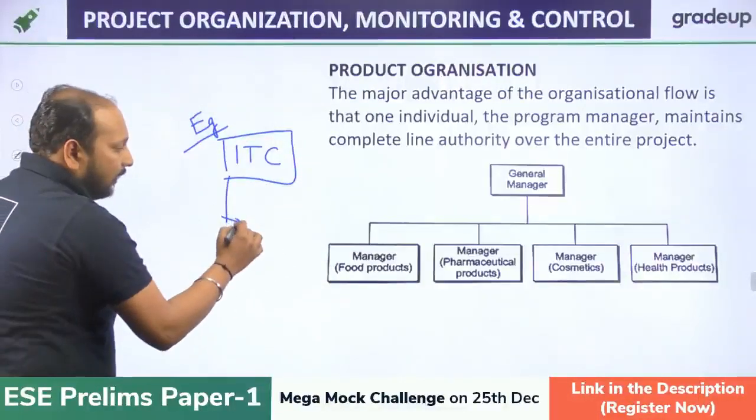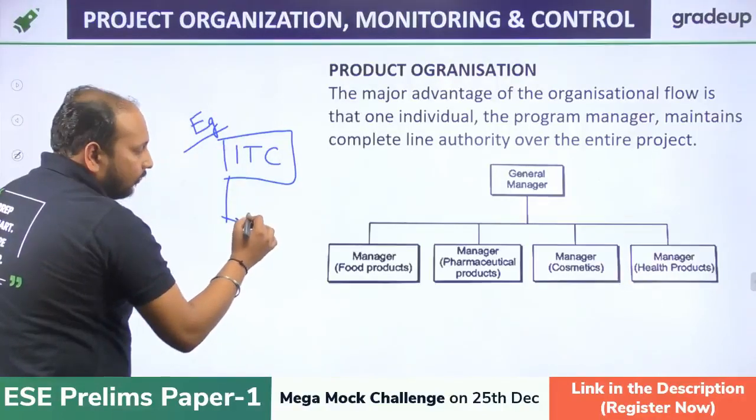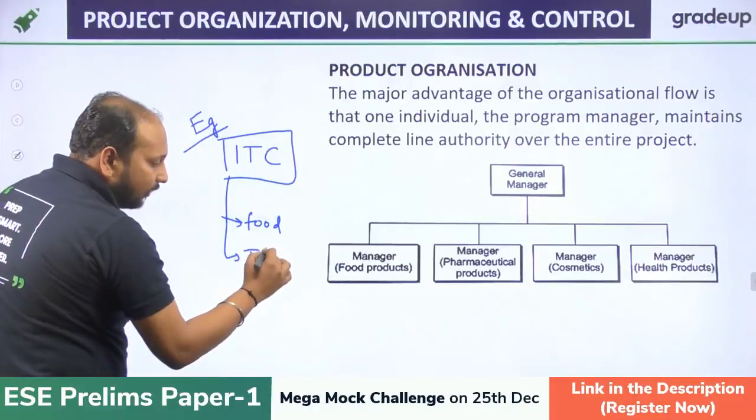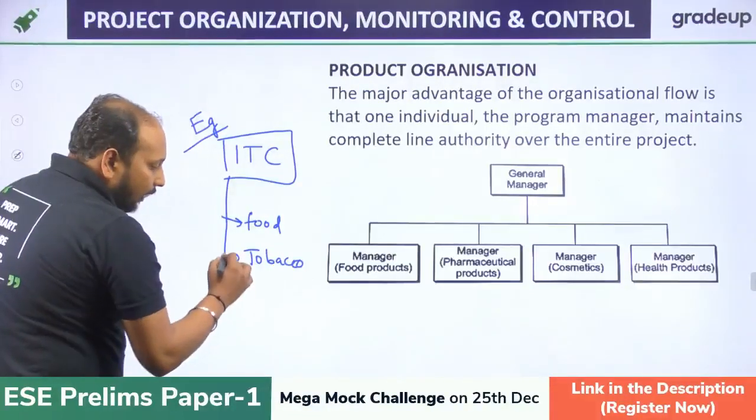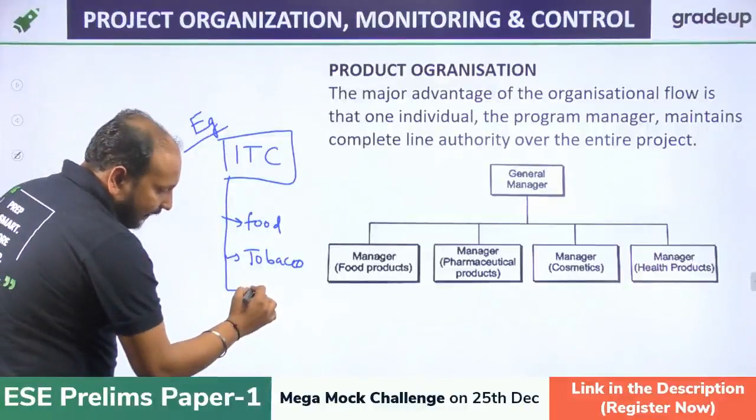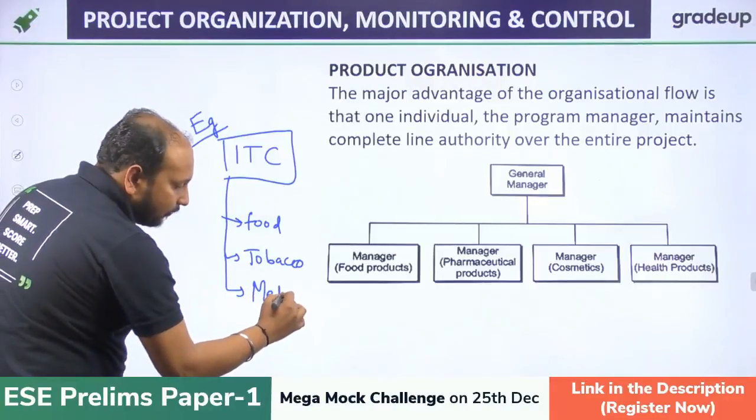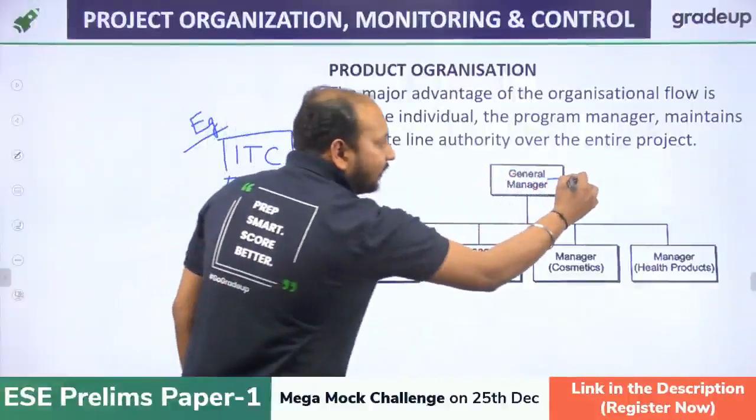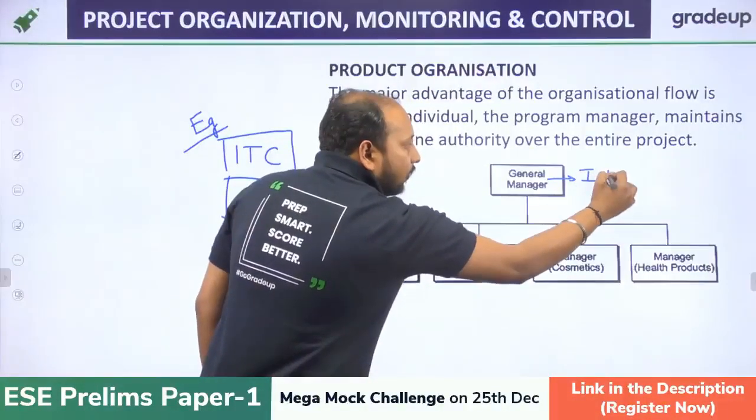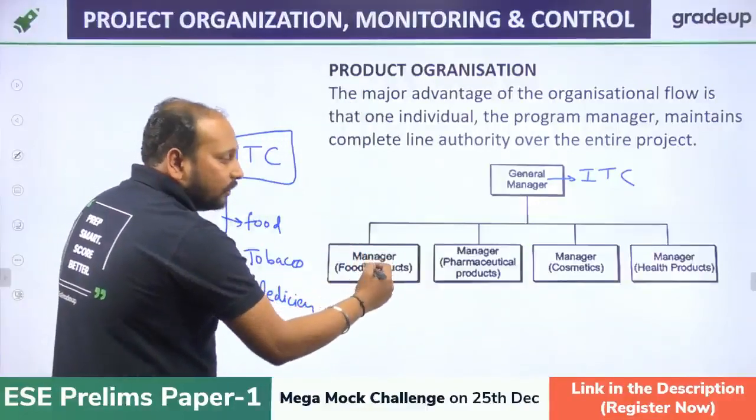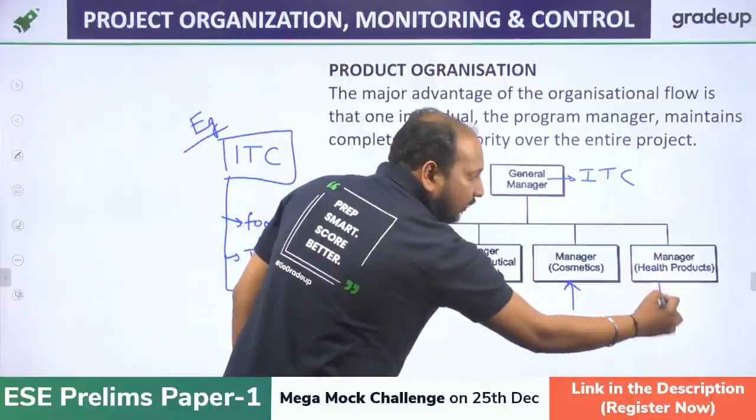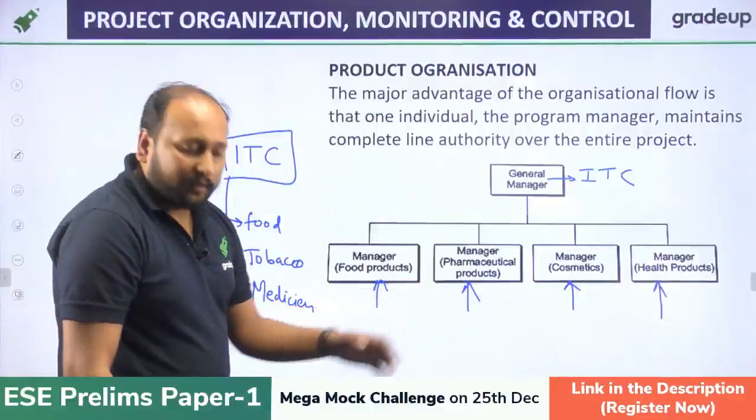We have Sun Feast, like food products. We have the tobacco business also, and medicines. So these are the different products of this company. There is a general manager of ITC, and under this we have managers who are responsible for only the food products, only pharmaceutical products, only cosmetics, and only health products. So in this way, what will happen?